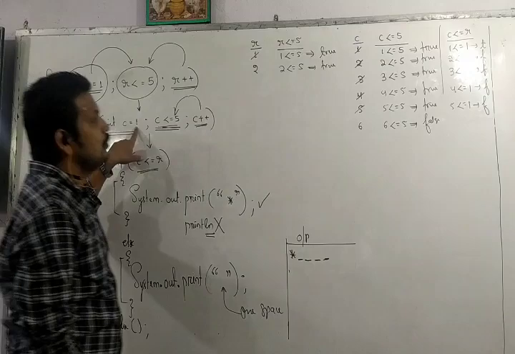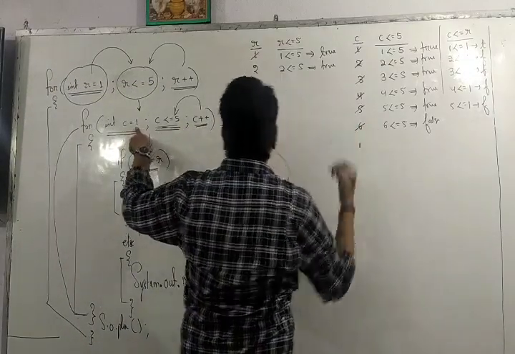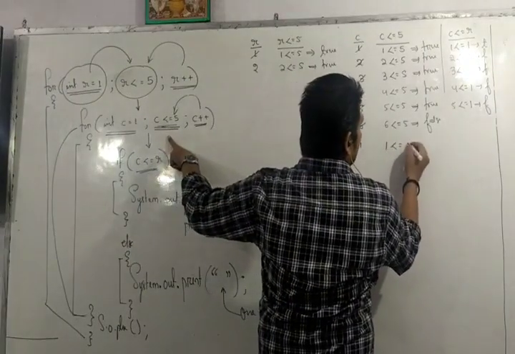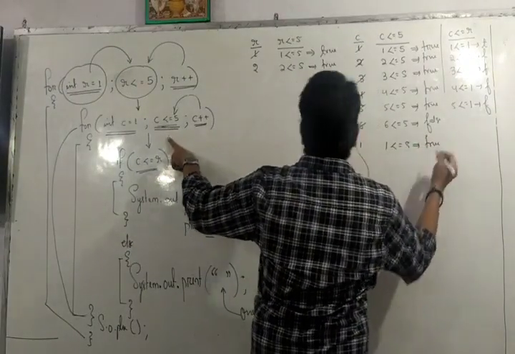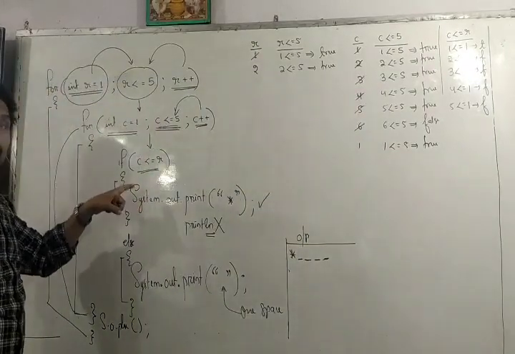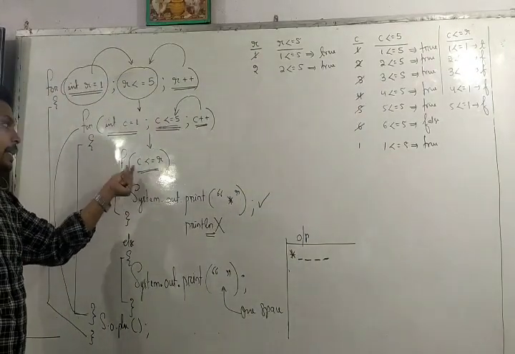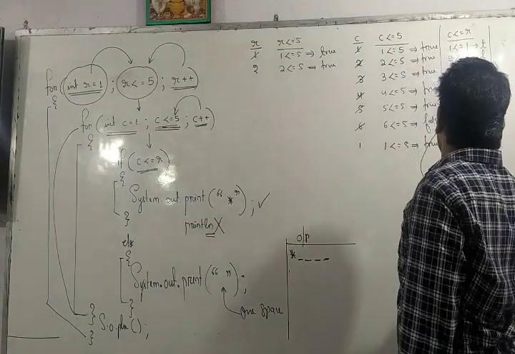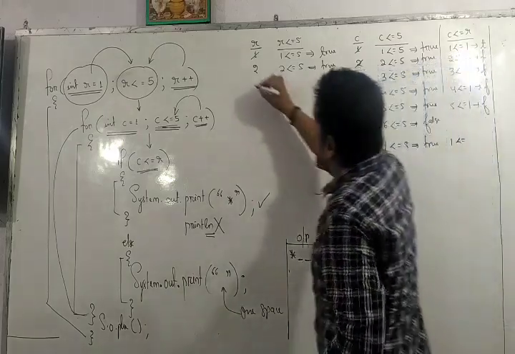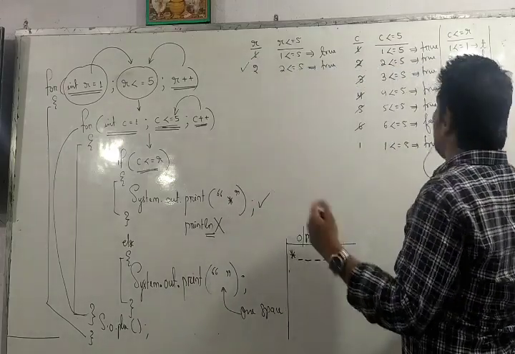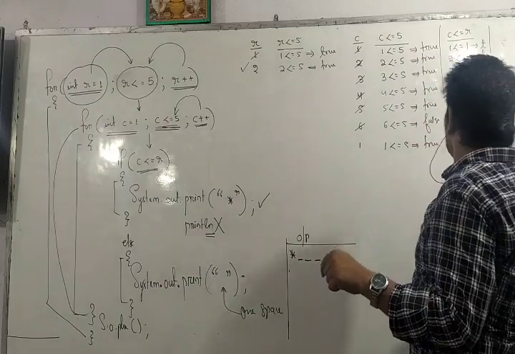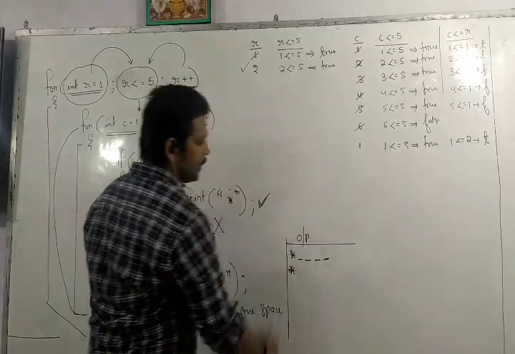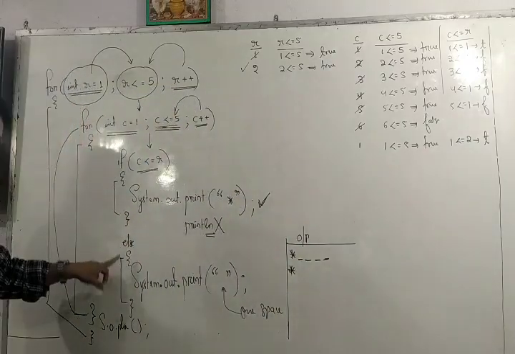Then C is equal to 1 once again. C less than or equal to 5. 1 is less than or equal to 5. The answer is true. If it is true, then it will come within the body of the inner for loop and this condition will be checked: C less than or equal to R. What is C now? C is 1. 1 less than or equal to R. What is the value of R? It is 2. So is 1 less than or equal to 2? Yes, it is true. If it is true, then a star will be printed. One star will be printed. Then the else part will be ignored.